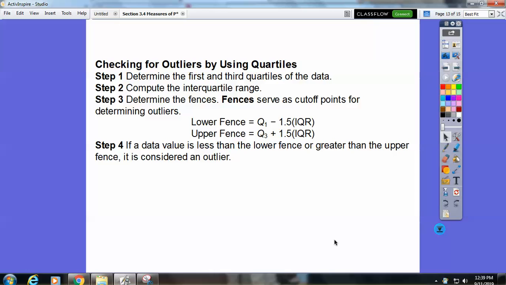These give us our cutoffs for the outliers. The most important part, if you write down nothing else on this slide, is how to find your upper and lower fence. Your lower fence is the lowest possible value before it's an outlier. That's your first quartile minus 1.5 times the IQR, the interquartile range. The upper fence is your upper quartile, quartile 3, plus 1.5 IQR.